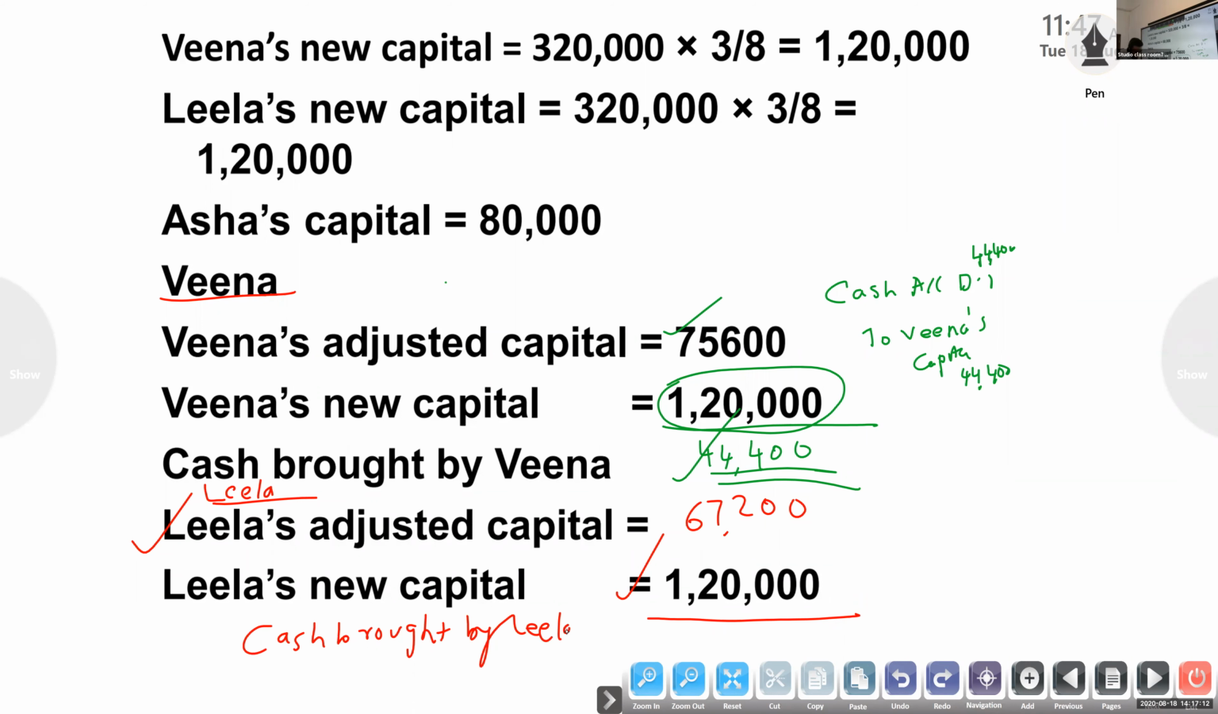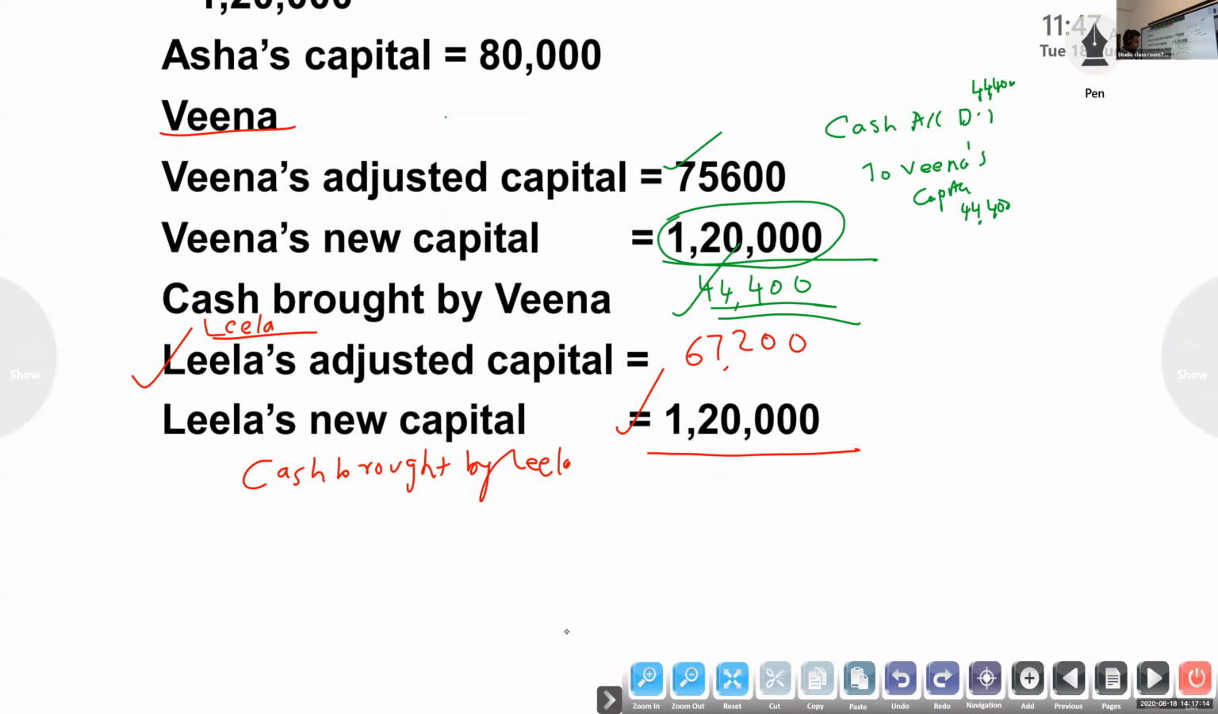So cash brought by Leela, the difference amount will be 52,800. So the journal will be, Asha, what is the journal? Cash account debit to Leela's capital.